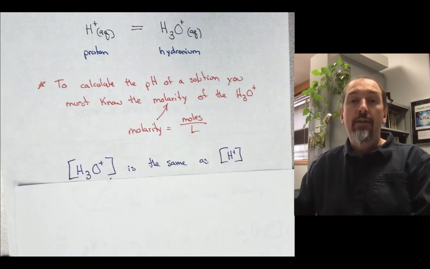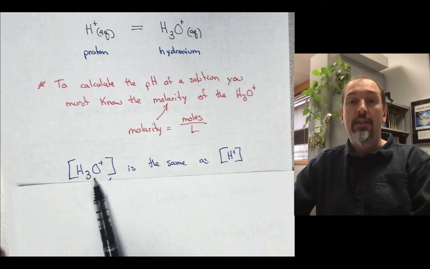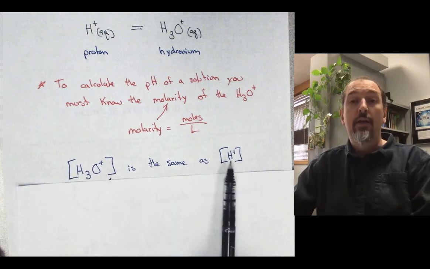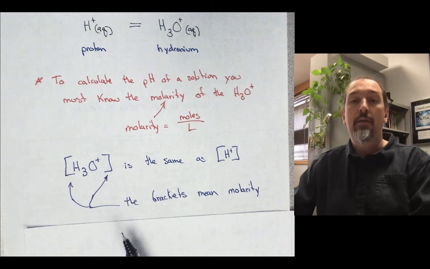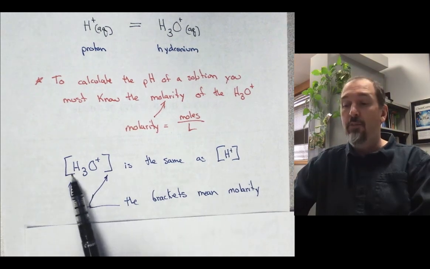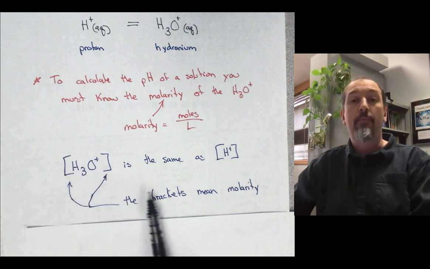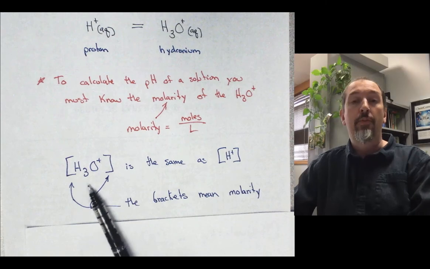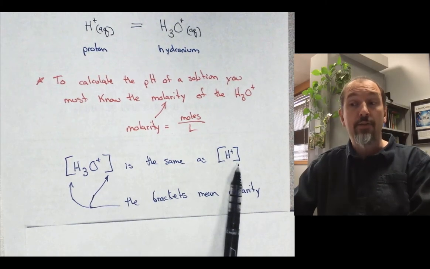Another thing on the notation, we have brackets surrounding either the hydronium or the protons. Again, these are considered the same thing when it comes to calculating pH. The brackets mean molarity. So if you see brackets around something equals a number, that means that equals the molarity of that thing. So this means molarity of hydronium. This means molarity of protons.